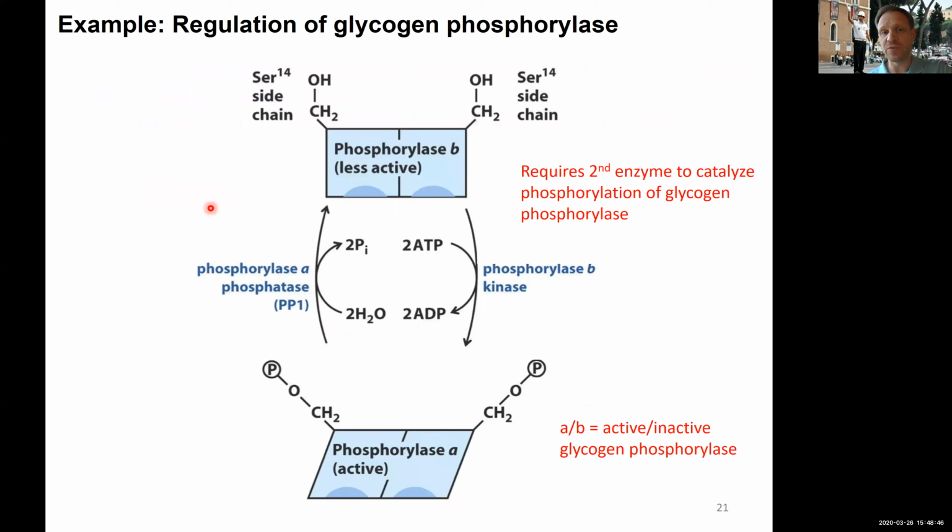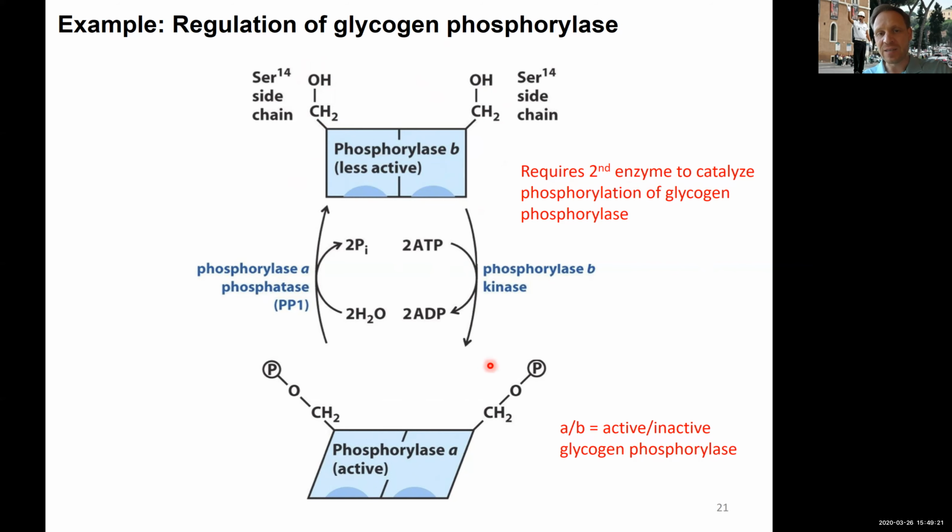And so again, I want to give you an example. We're using, again, our phosphorylase B here. And now we're not actually using allosteric regulation. We want to use covalent modifications. What we're doing is phosphorylating our phosphorylase. So again, this requires a second enzyme that has to catalyze the phosphorylation of our glycogen phosphorylase. So up here, you have your phosphorylase. And just focus on our hydroxy groups here. These are serine side chains.